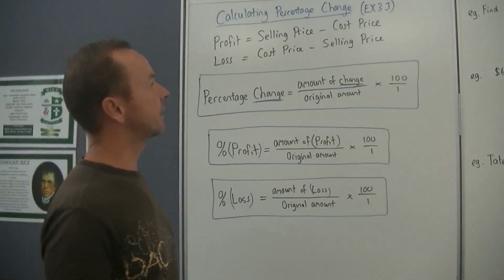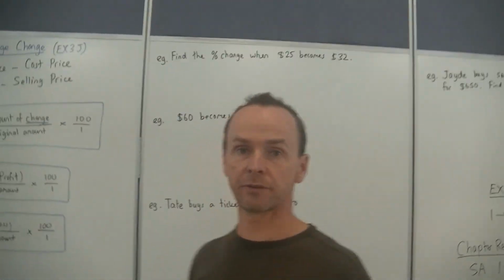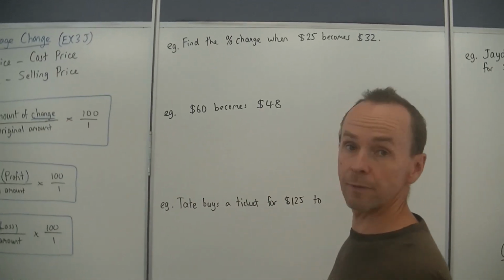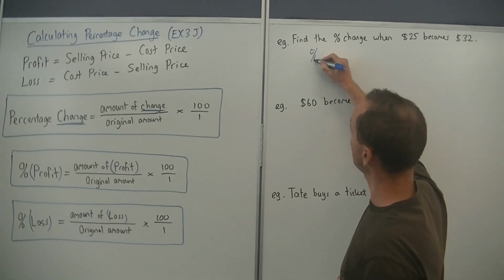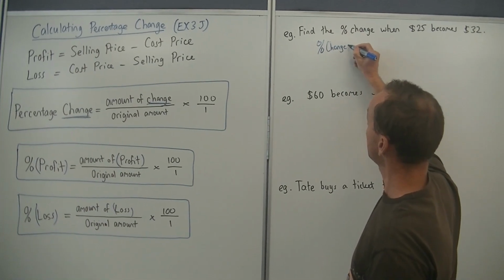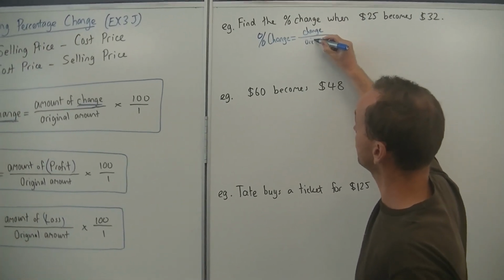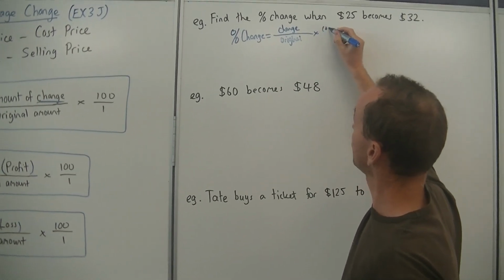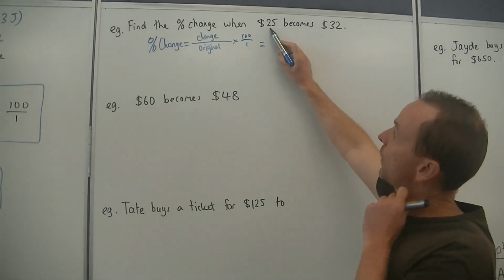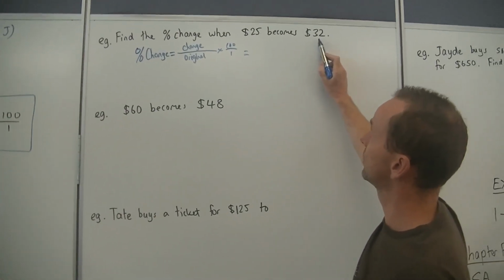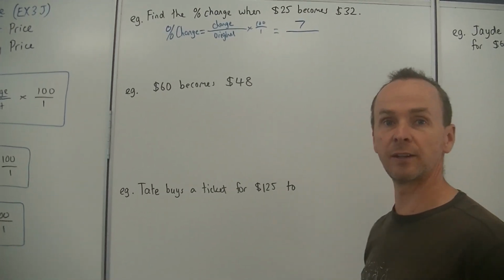So, let's get started. Find the percentage change when $25 becomes $32. So, according to our formula, what we do first is write down the formula. So, percentage change is equal to the amount of change over the original amount times by 100 over 1. Alright, so let's work out how much the change was. It went from $25 to $32, so hopefully you can work out the change was $7. I can do that in my head, hopefully you guys can too.